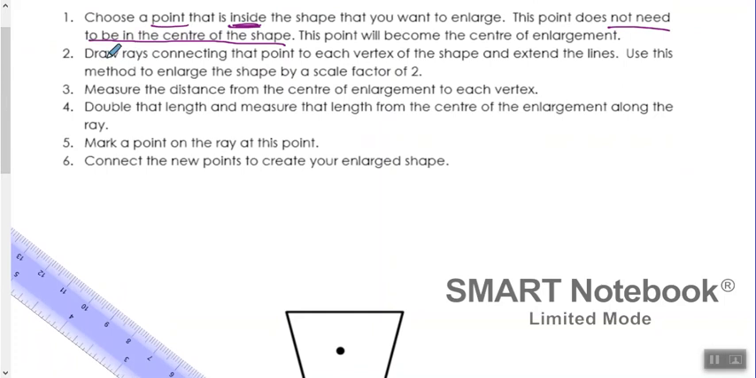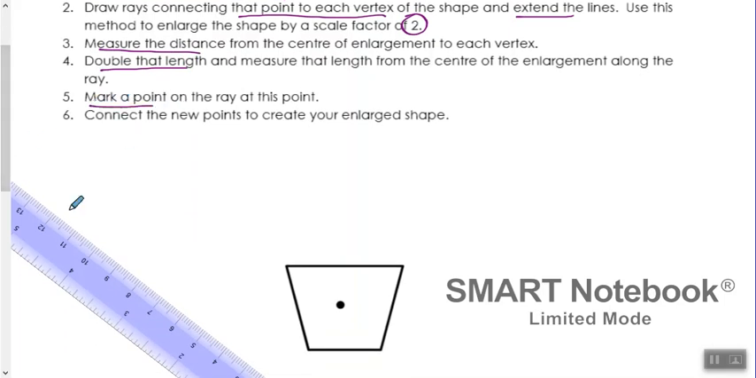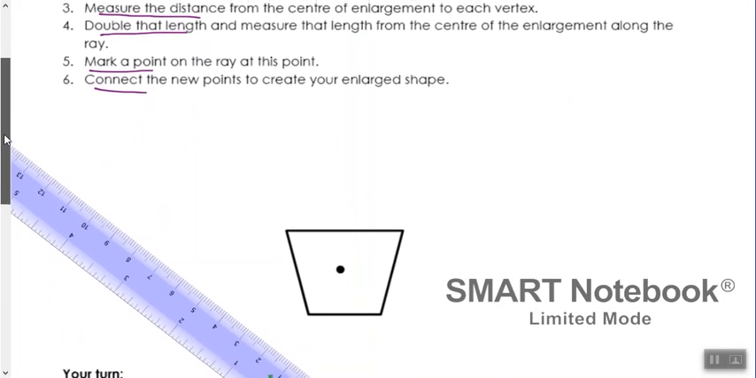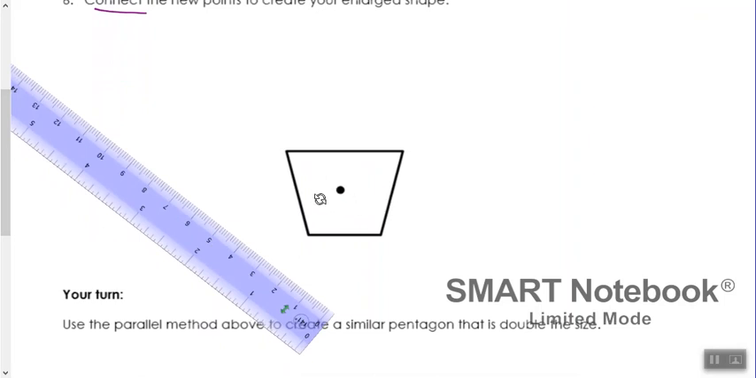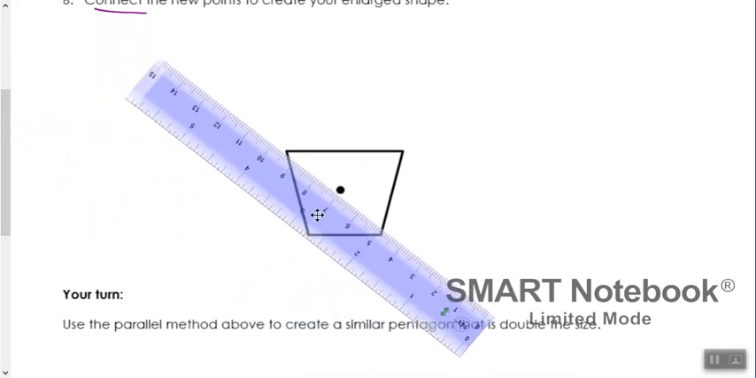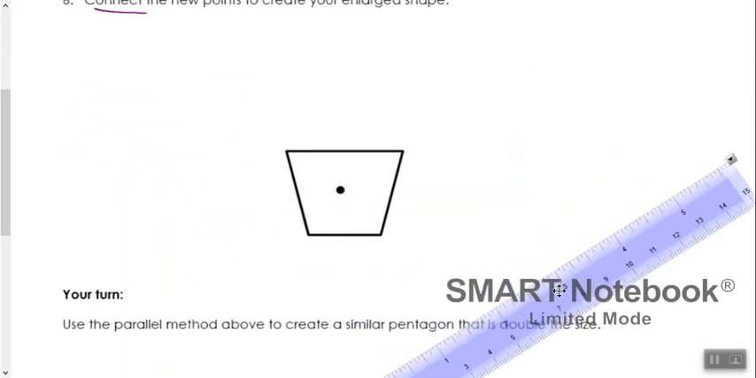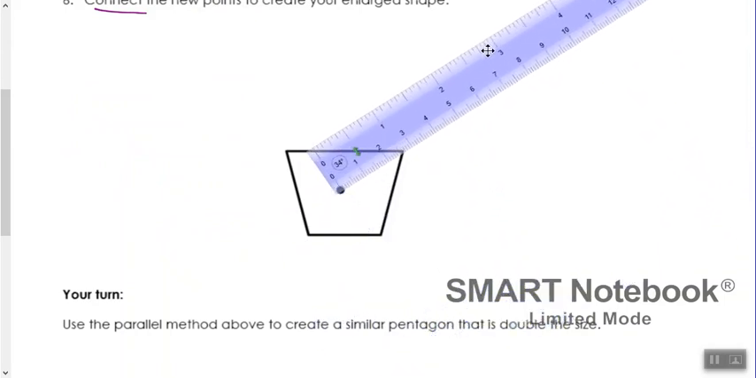Next, kind of same thing. You're going to draw rays connecting that point to each vertex in the shape, and you're going to extend the lines this time. We're going to use this method to enlarge the shape by a scale factor of 2, so we want to make it twice as big. We're going to measure the distance from the center of enlargement to each vertex, double that length, mark a point, and connect them. So it's similar to the ratio method, but with some key differences. Here our point is going to be inside, and instead of making it smaller, we are making it bigger, so doubling it. All right, from our point here to this vertex there.